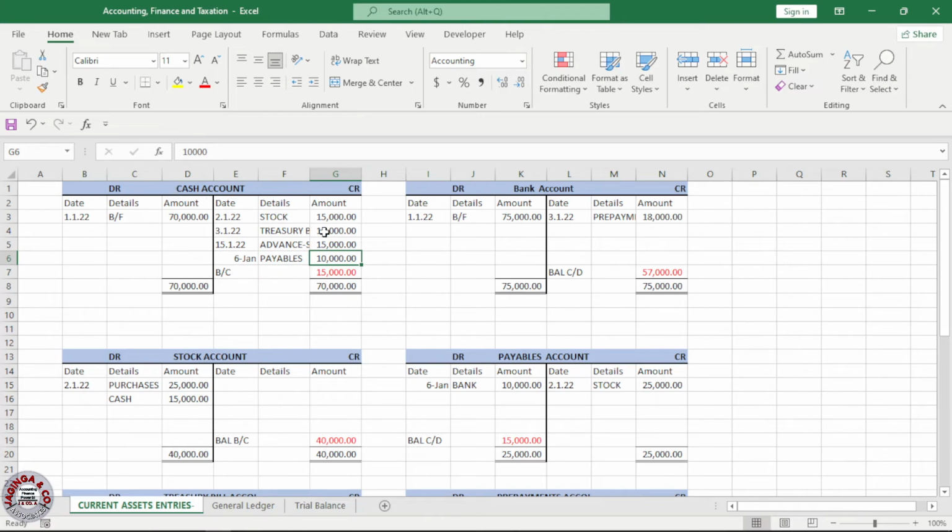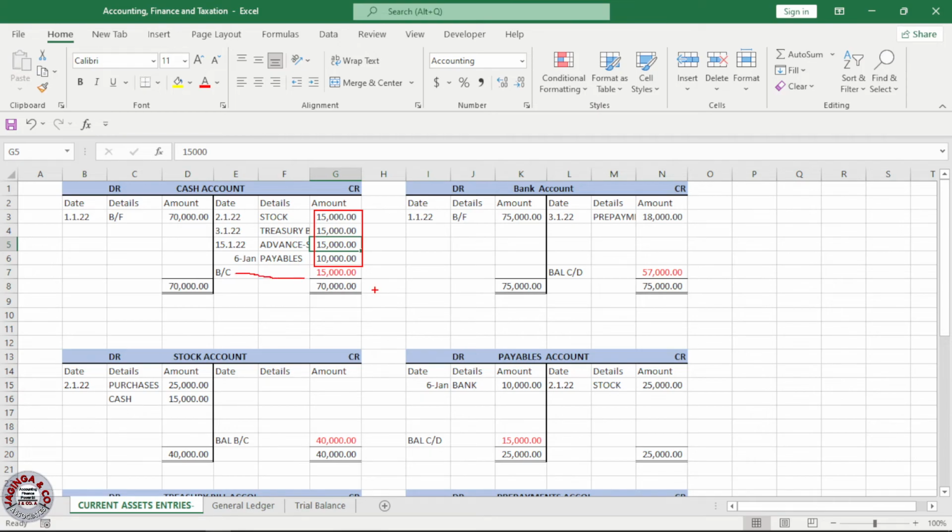So here we have a cash account, and within the cash account here we have a debit side and credit side. So in the cash account, we've bought stock 15,000, treasury we've paid 15,000, and advances also we've paid 15,000, and then the payables as well has been paid 1,000. So when you check on the left hand side, we have 70,000. But when you check here, the amount that we've paid is about 55,000, meaning the balance that is remaining in that account is 15,000. This is when we are showing balance carried down.